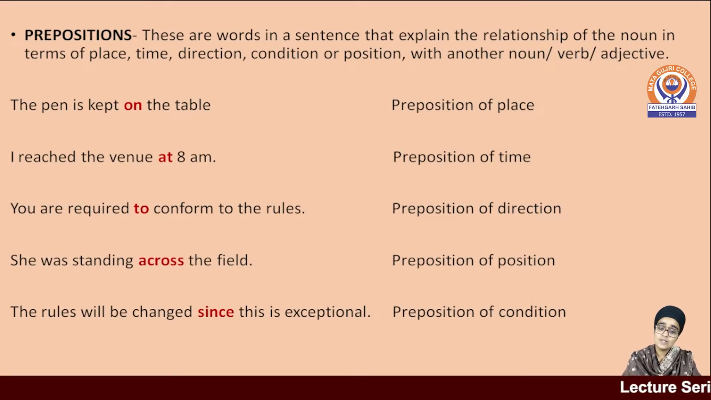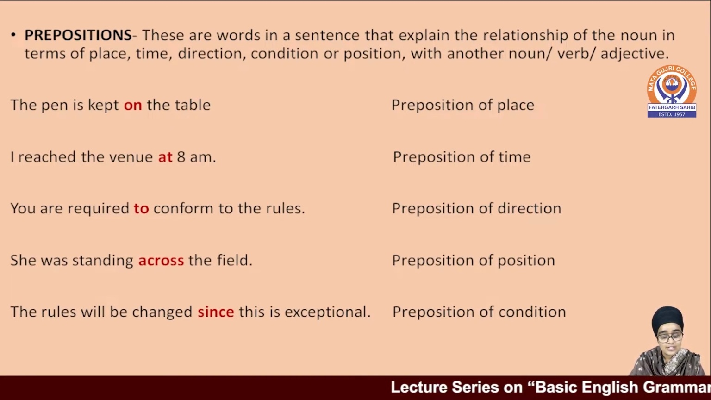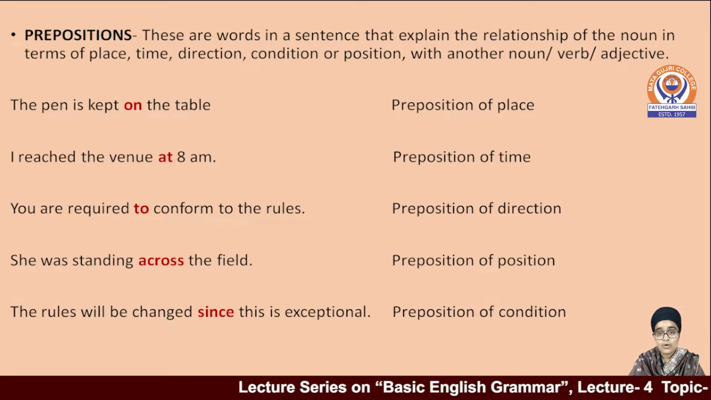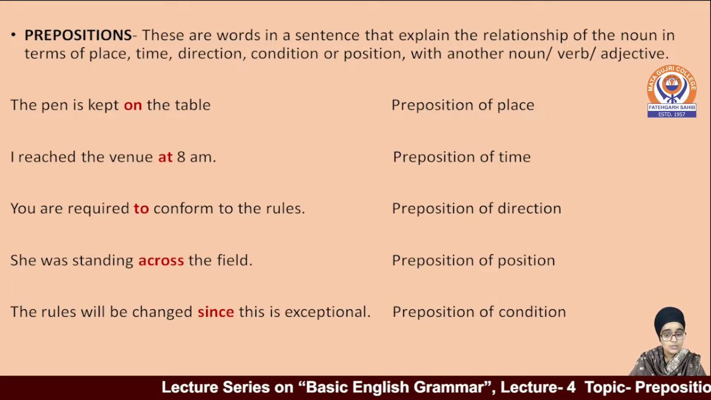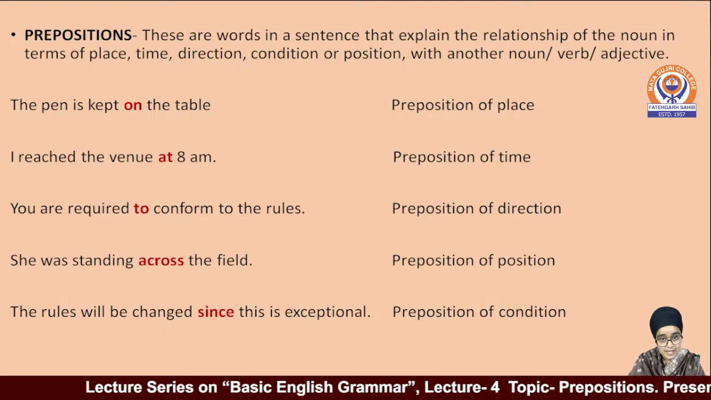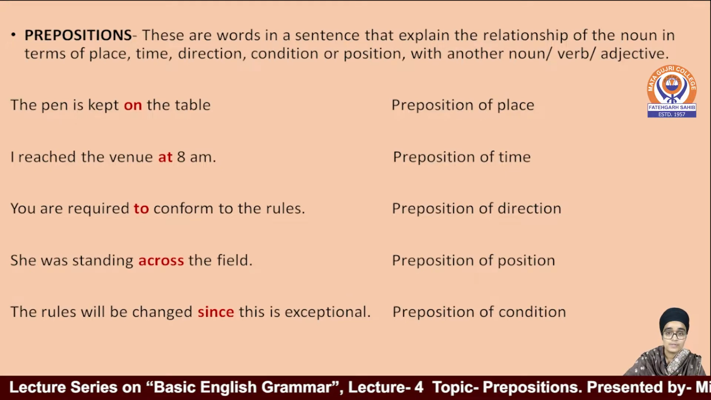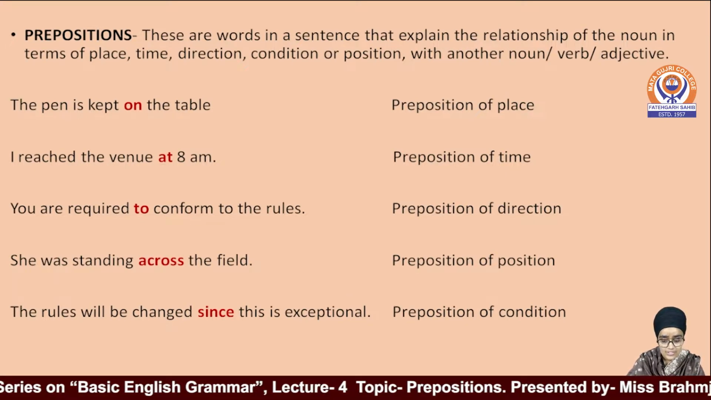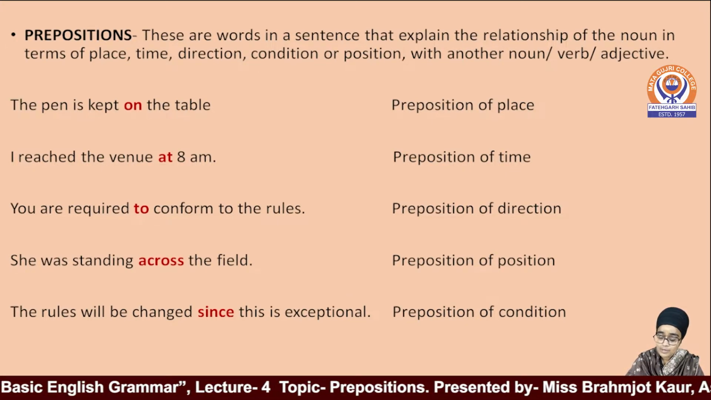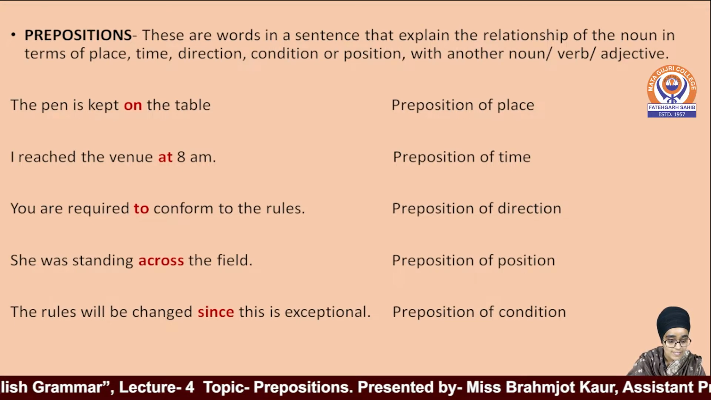Prepositions. These are words in a sentence that explain the relationship of the noun in terms of place, time, direction, condition or position with another noun or verb or adjective in the sentence. So prepositions can be of various kinds: prepositions of place, prepositions of time, prepositions of direction, prepositions of position, or prepositions of condition. So there are various examples of it.